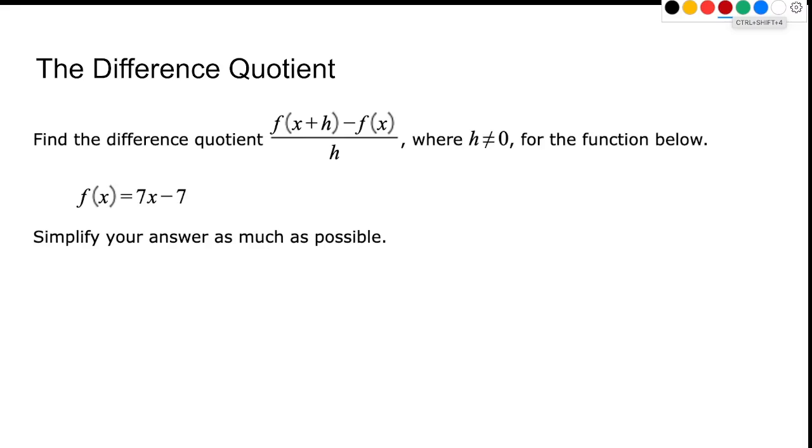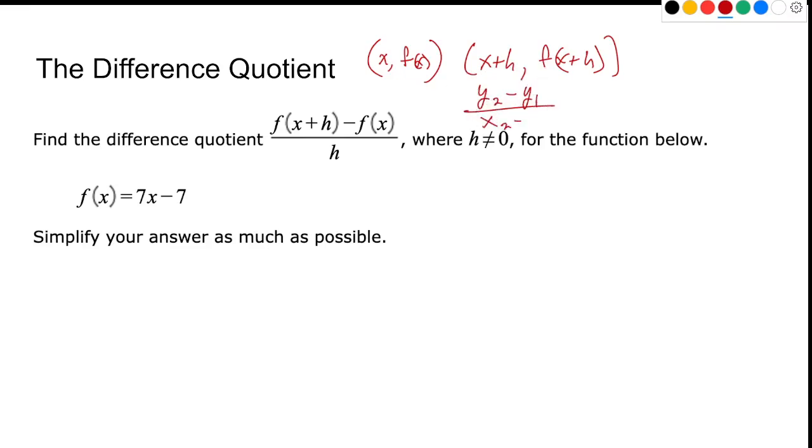it's a slope, right? It's a slope function where one point is going to be x, f of x, right? That's an x value and a y value. And the other point is going to be x plus h, f of x plus h. So you'll see this when you get into calculus more often, but it's really just the slope formula, y2 minus y1 over x2 minus x1. And so what we're finding here is we're finding the slope of the function though.